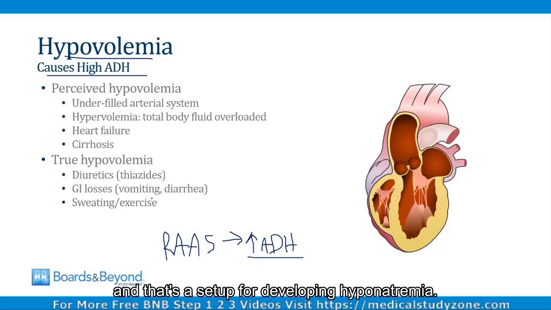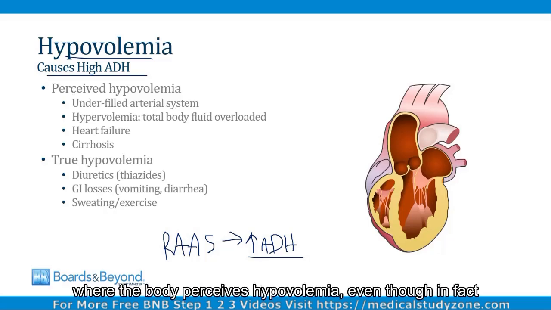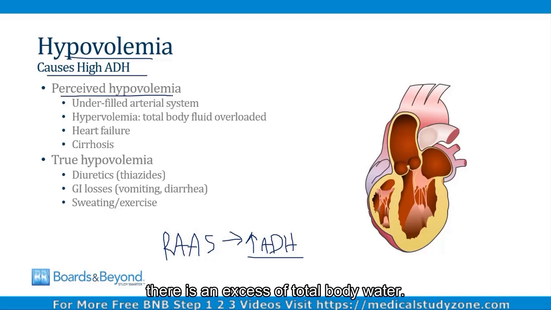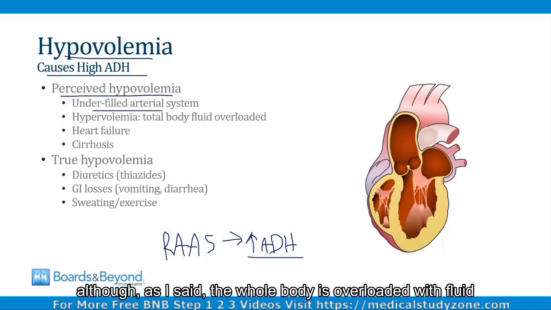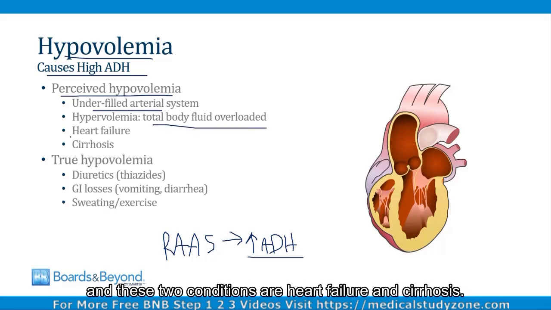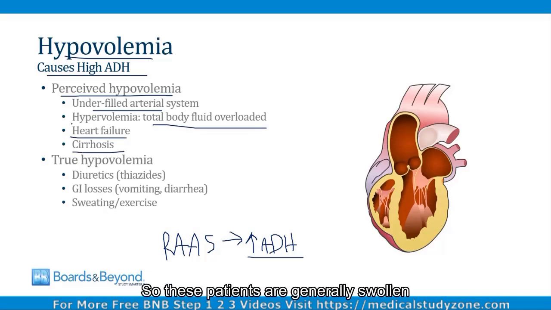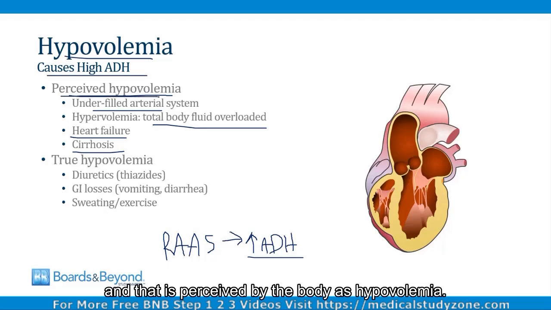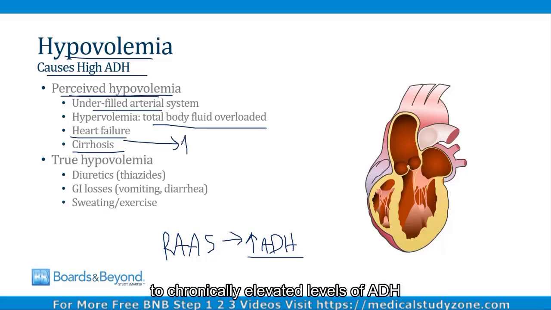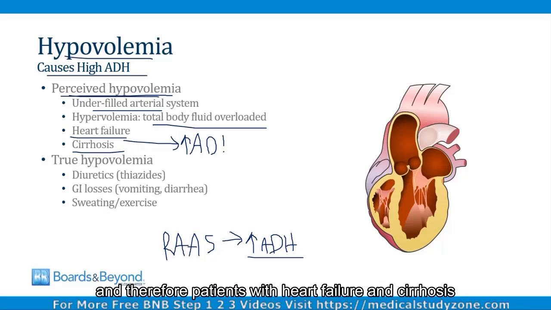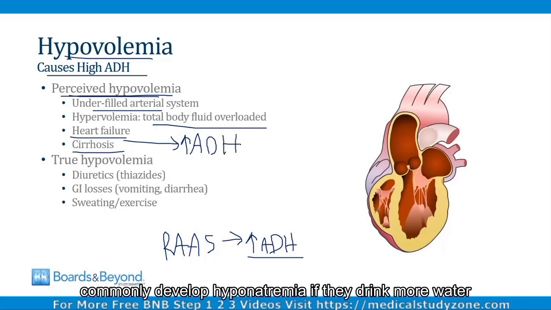There are two important pathologic conditions where the body perceives hypovolemia, even though in fact there is an excess of total body water. In these conditions, there's an underfilling of the arterial system, although, as I said, the whole body is overloaded with fluid, and these two conditions are heart failure and cirrhosis. So these patients are generally swollen with fluid in their abdomen or in their lungs, but their arterial system is underfilled, and that is perceived by the body as hypovolemia. So these things are going to lead to chronically elevated levels of ADH, and therefore patients with heart failure and cirrhosis commonly develop hyponatremia if they drink more water than they lose in a day.